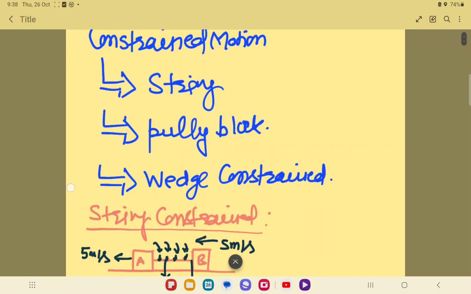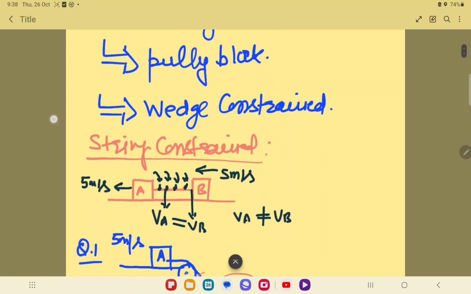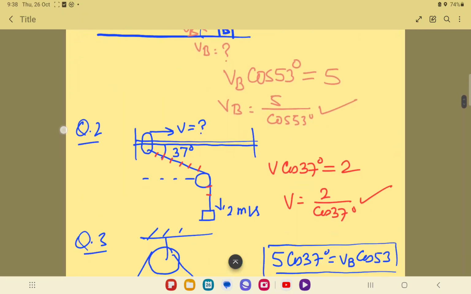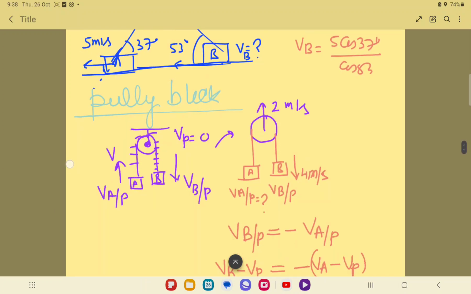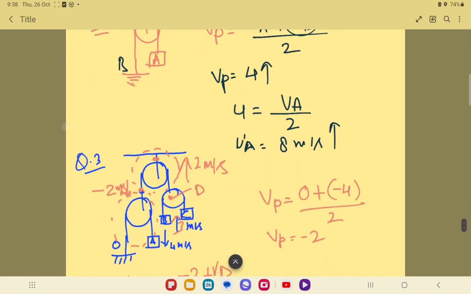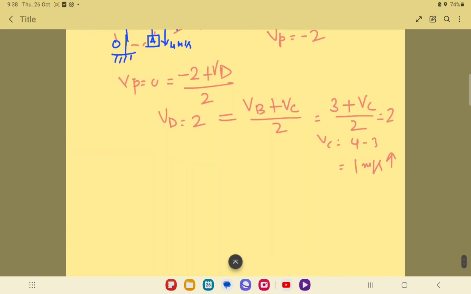Hello everyone, and let's quickly recap what we have done. We have already done the constraint motion where we have seen the string, pulley and block, and what you have seen is string constraint. We have already done these given problems. Now today our task is how we approach the next type, and today we are going to see a few more methods and shortcuts as well. So this much part we have already done.